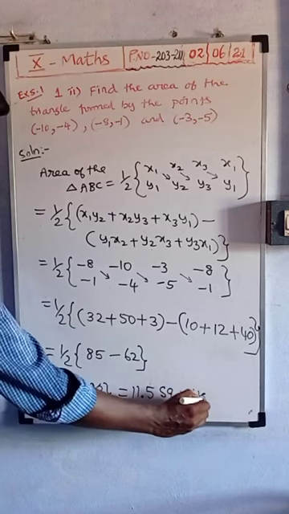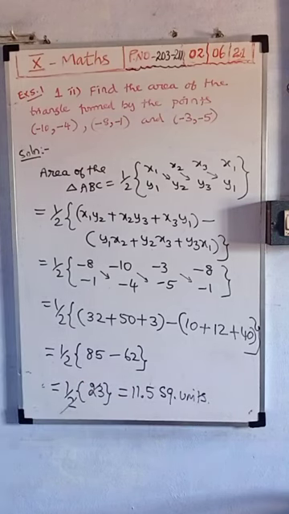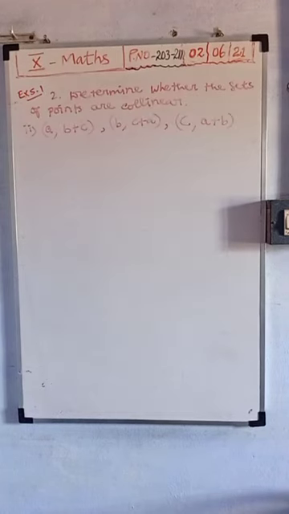Okay, 11.5 square units. So given the question, we received the answer: the area of the triangle ABC is 11.5 square units. Okay, that's all. So see, second one, second point, first point you want to do it. Like that, first point you want to do it, like here second point I will do, then first point you want to do it.